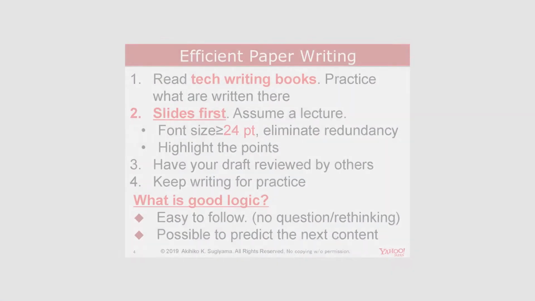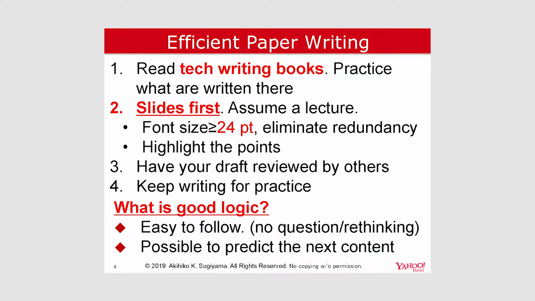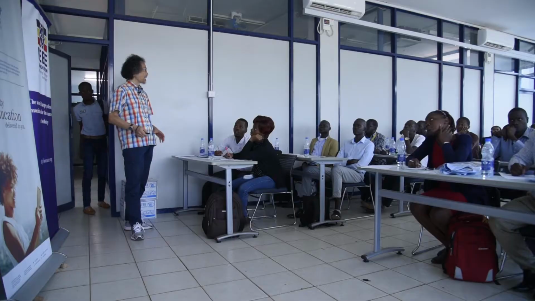Okay? So efficient paper writing, as I said, technical writing books, you should read some and then learn what. Okay? That's the first thing, minimum thing you should do. And then what I have been saying is, don't start writing a paper. Before writing a paper, before drafting, try to prepare slides, just like you are going to present something. Okay? So there are some reasons. In slides, I would recommend you use a font size which is larger than or equal to 24 point, so that you will be able to eliminate redundancy. Otherwise, you cannot put everything you want in a single slide.